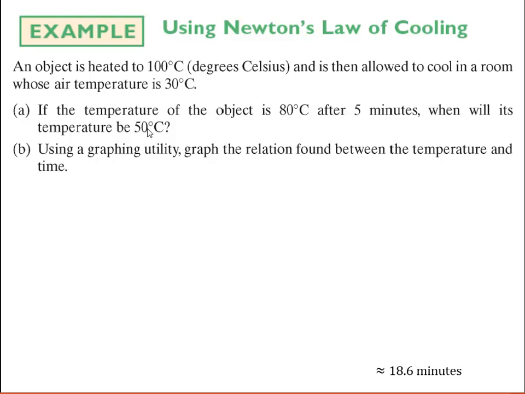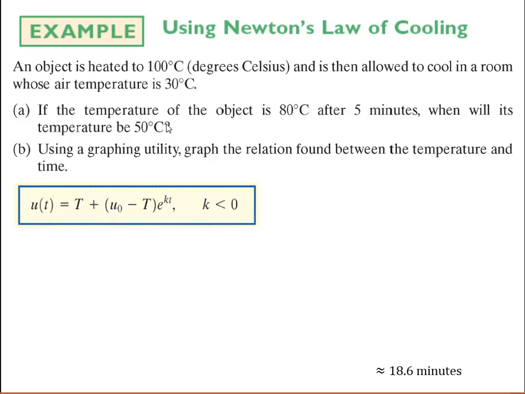So we're going to have to do just like we did in some of the other examples. We're going to have to find that decay rate. Now we're told that the temperature of the object is 80 degrees after 5 minutes. That's going to help us find that decay rate. So let's first plug in what we know. We know the object was heated to 100 degrees, and we know the temperature of the surroundings is 30. So we plug that in. So obviously this is going to be 70 here. And then I need to find my decay rate.